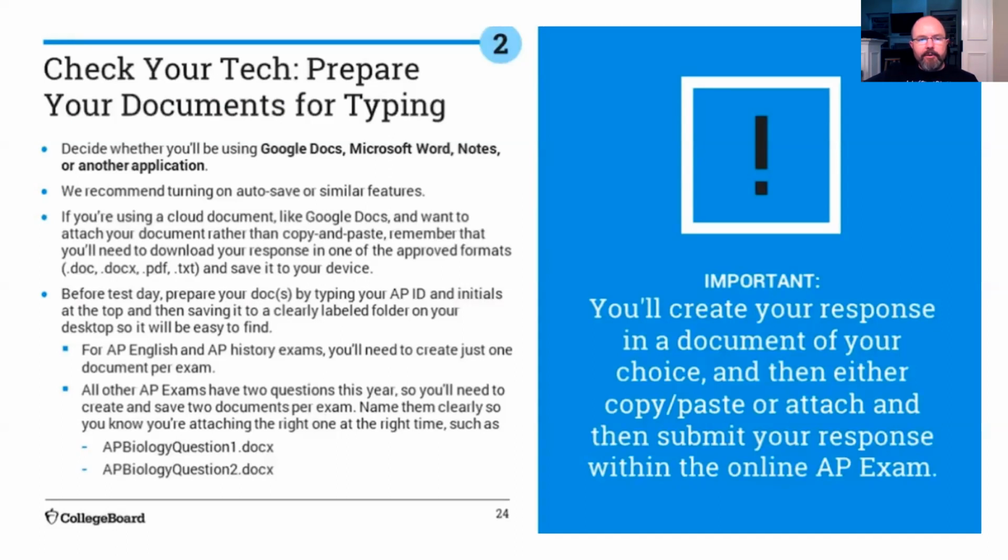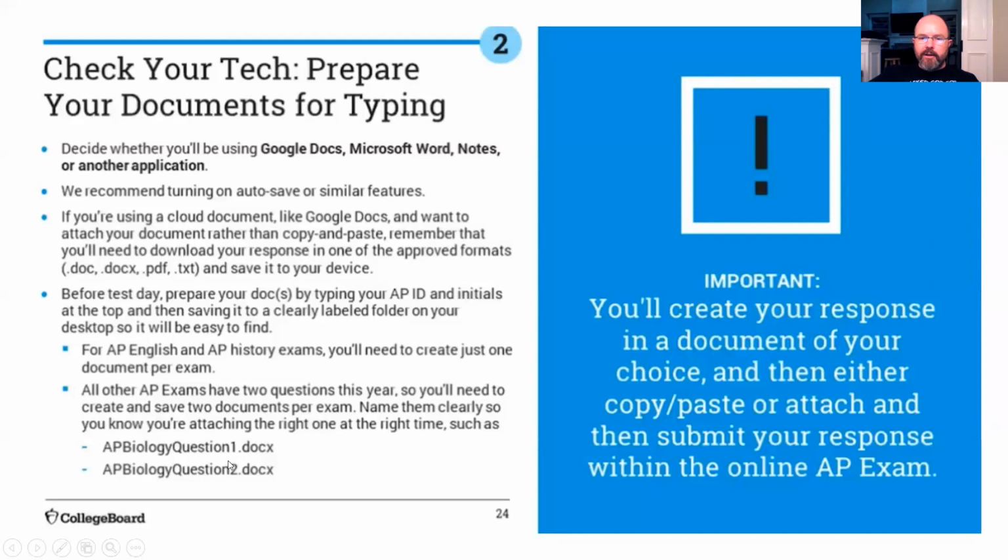Before test day, prepare your documents by typing your AP ID and initials at the top, saving it in a clearly labeled folder on your desktop so you can find it. For AP English and AP History, you'll need to create just 1 document per exam. There are 2 questions for AP Physics 1, so you're going to need 2 files. Label them clearly so you're attaching the correct one. Don't finish AP Physics 1 question 1 and then click on the file for question 2 and upload it. Name the files something like the examples listed here, AP Physics 1 question 1 .docx.